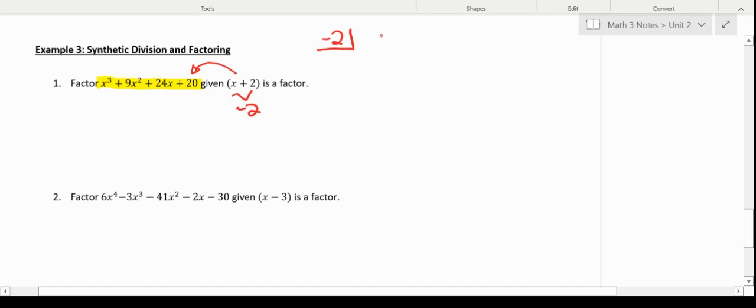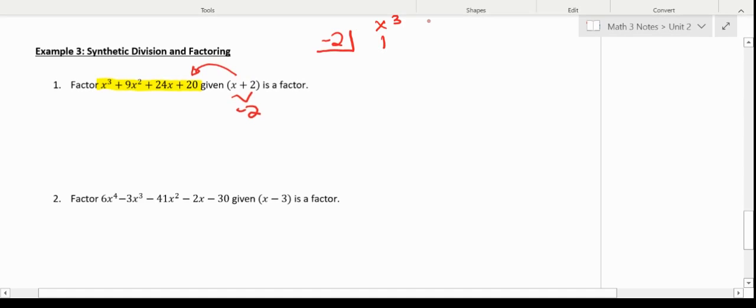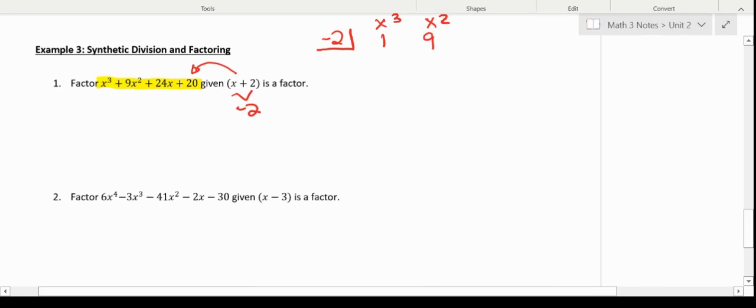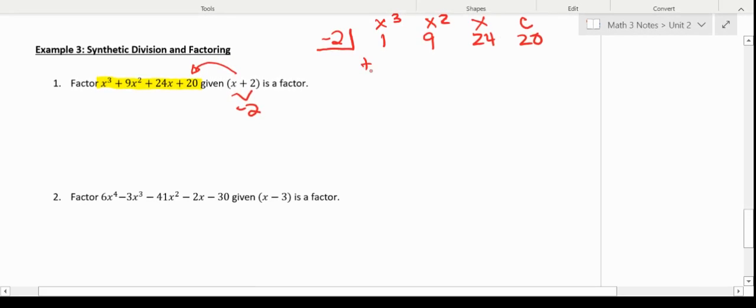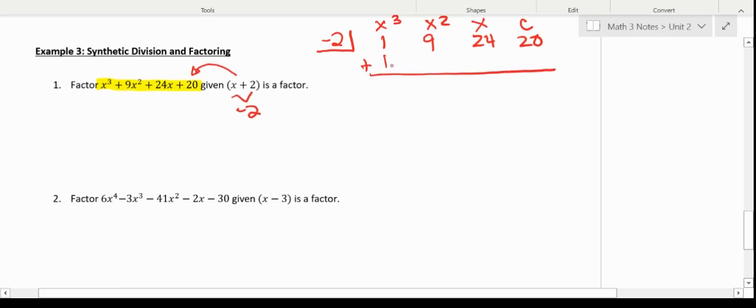I'm going to list all these out. So my x to the third, I have a 1. X to the second, I have a 9. My x, I have a 24. My constant, I have a 20. I'm going to go ahead and do my synthetic division.